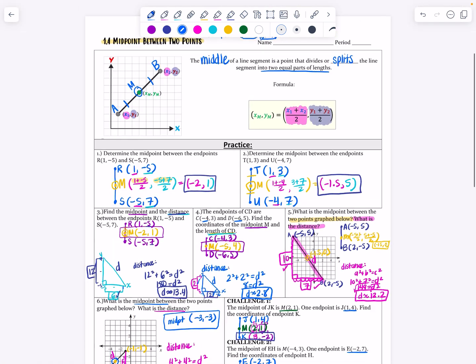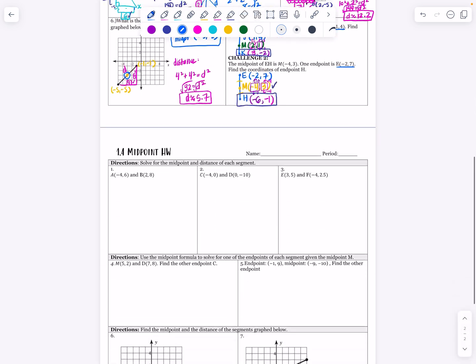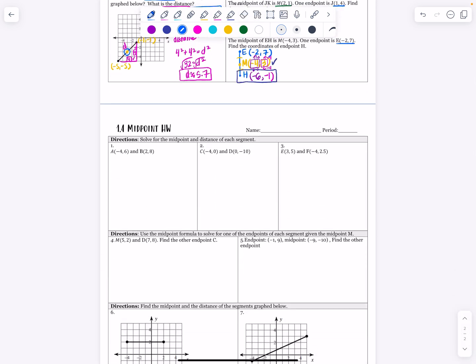So your homework is on the back. We have a few where you're finding the midpoint and distance. Remember that midpoint is a coordinate pair, an x, y coordinate pair. Sorry, y'all, I'm going fast. And then distance is going to be a single positive number, okay? We need a positive number there for that answer.